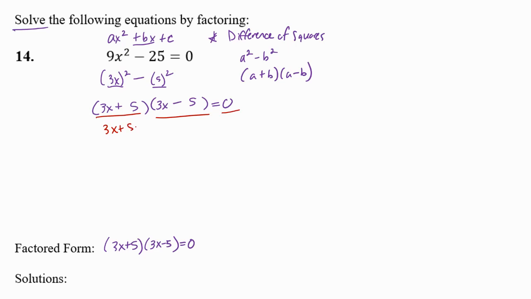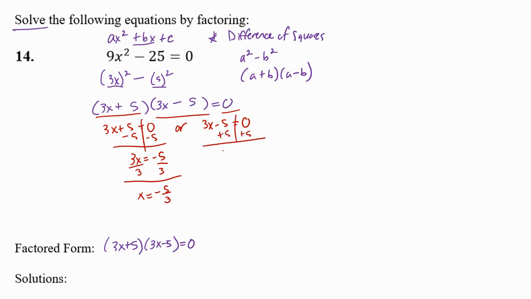So we have 3x plus 5 is equal to 0, or 3x minus 5 is equal to 0. Subtract 5 from both sides. We have 3x is equal to negative 5. Divide both sides by 3. You have x is equal to negative 5/3. Cannot be simplified any further. On the right, add 5 to both sides. You get 3x is equal to 5. Divide both sides by 3. You get x is equal to a positive 5/3. So solutions, x equals a negative 5/3. And x is equal to a positive 5/3.